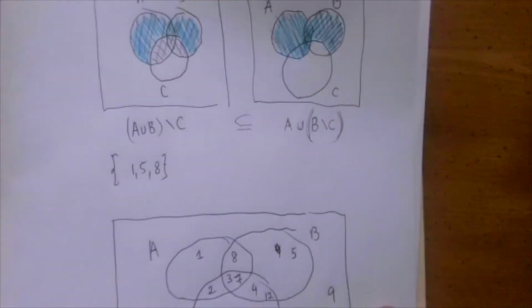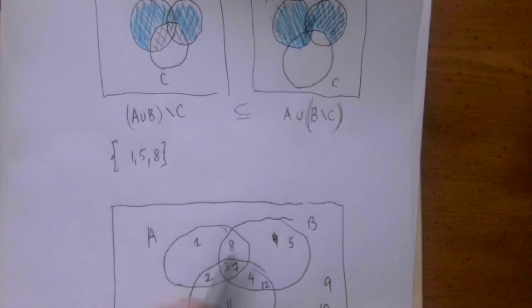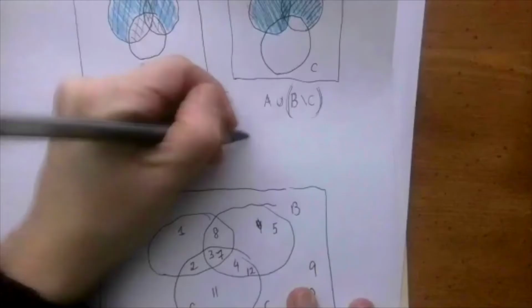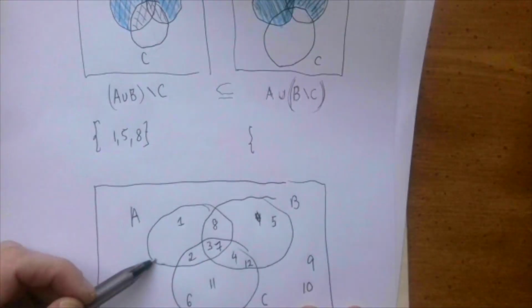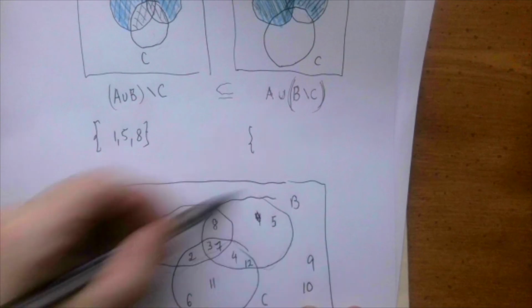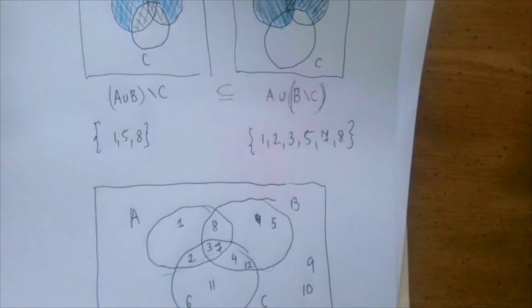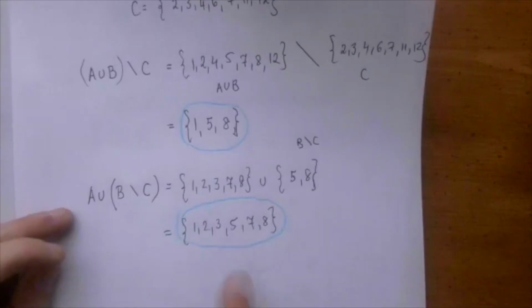The second one is those three regions and these two added to it. So it's 1, 2, 3, 5, 7, 8. So that one is everything that's in here. 1, 2, 3, 5, 7, and 8.